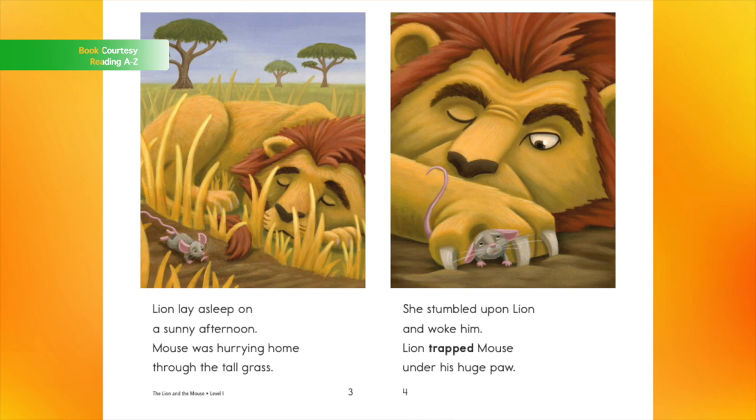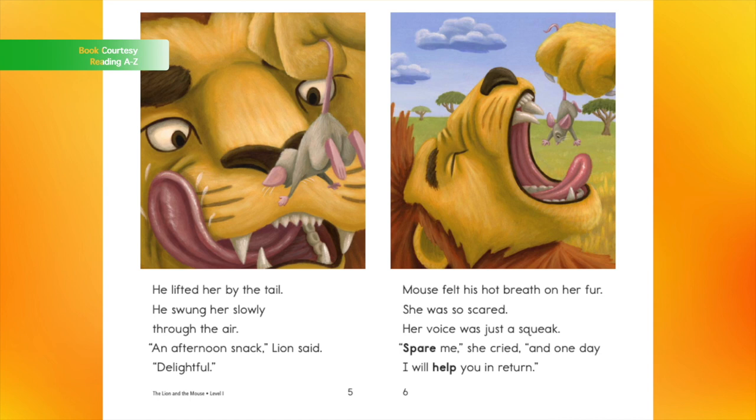Lion lay asleep on a sunny afternoon. Mouse was hurrying home through the tall grass. She stumbled upon Lion and woke him. Lion trapped Mouse under his huge paw. He lifted her by the tail and swung her slowly through the air. An afternoon snack, Lion said. Delightful! Mouse felt his hot breath on her fur. She was so scared. Her voice was just a squeak.